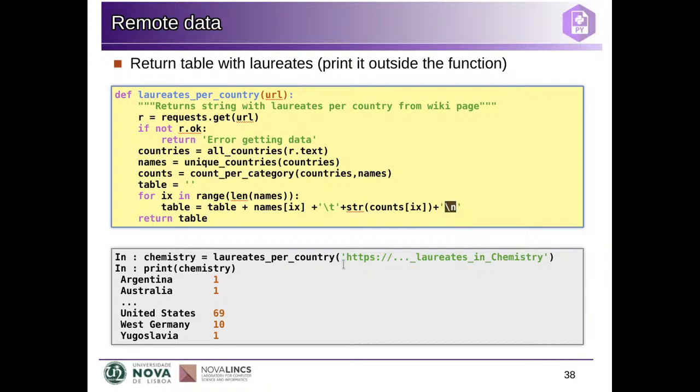This is a special character that inserts a line break. So when we print the string, we have a line break there, and it changes the line to the second line, and so on. And now we return this string with our table.